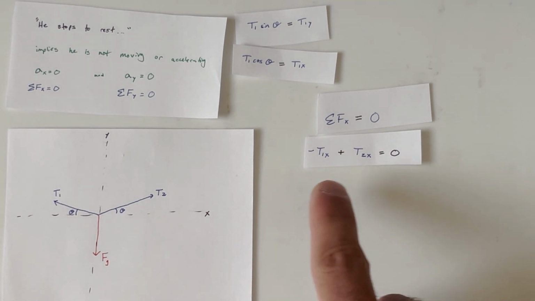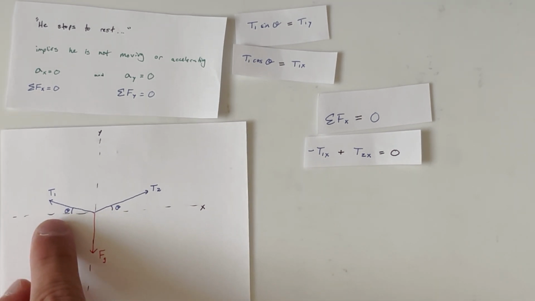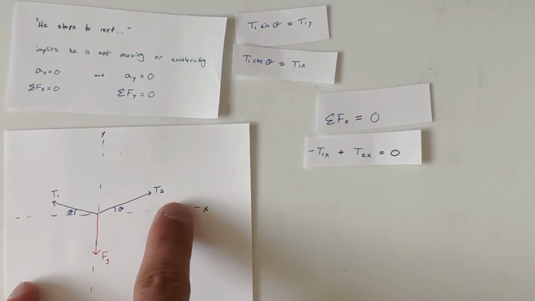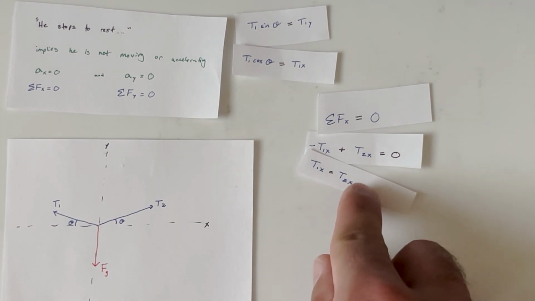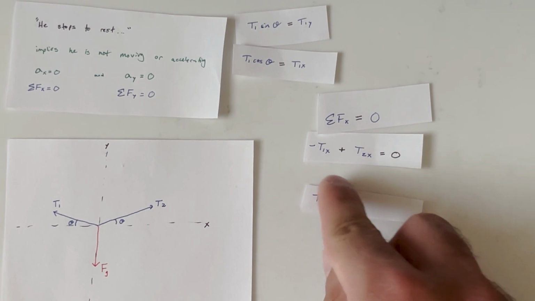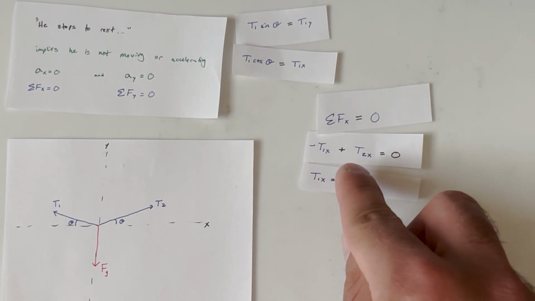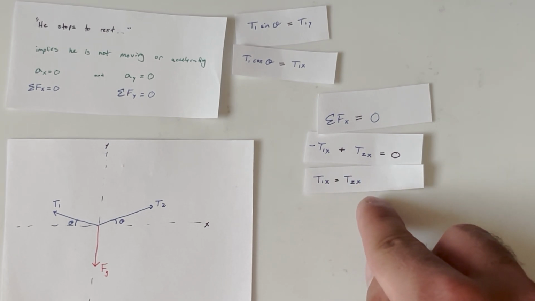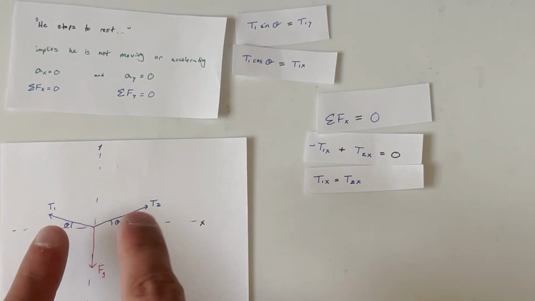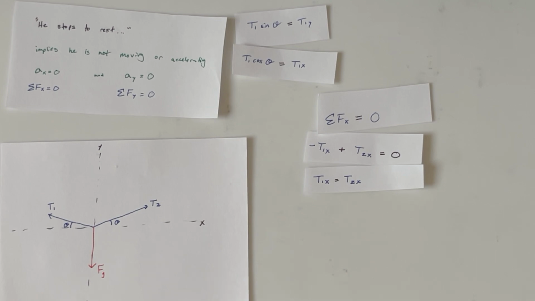And so then we have this equation. So negative tension 1x is pulling left, positive tension 2 is pulling right. So we can simplify this equation. Let's go ahead and add tension 1 to the other side, or basically, we're just making this equal to each other. So tension 1x is equal to tension 2x, which makes sense, right? Because he's in the center of the rope, they're going to be equal.